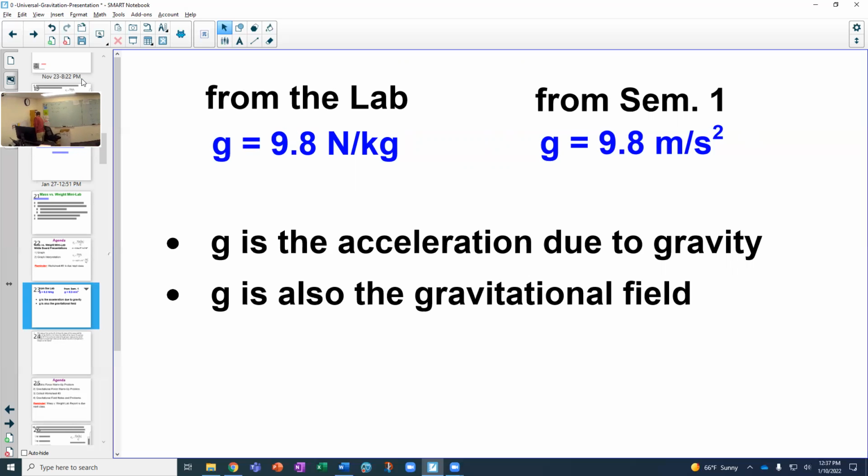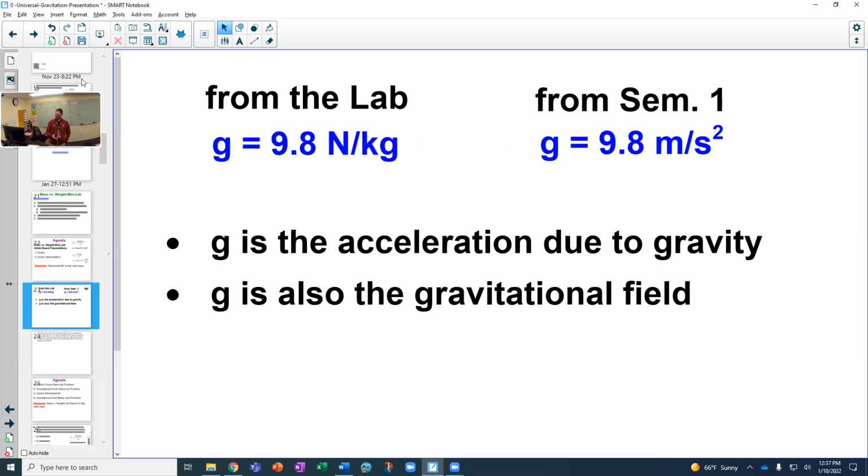And I was going to check on here, I don't remember how they label it here. Okay, yeah, here on the College Board handout, they do refer to it as acceleration due to gravity. But you can also refer to it as gravitational field. And so on the worksheet that you're doing, worksheet 3, when it asks about gravitational field, that's just g.